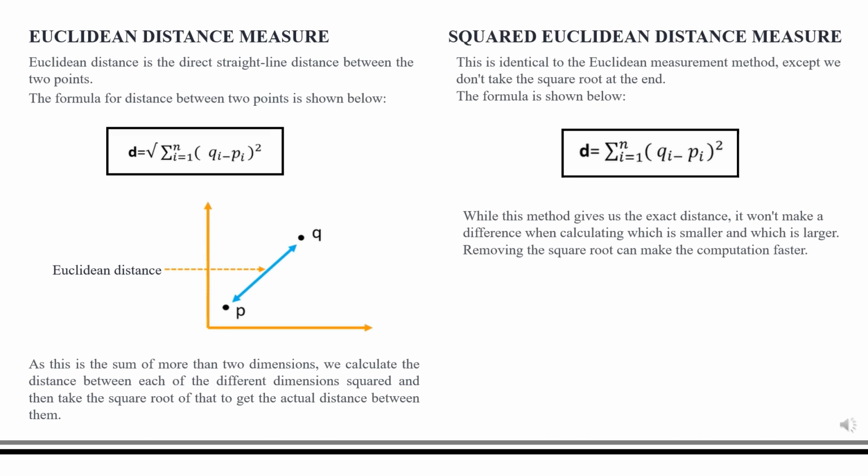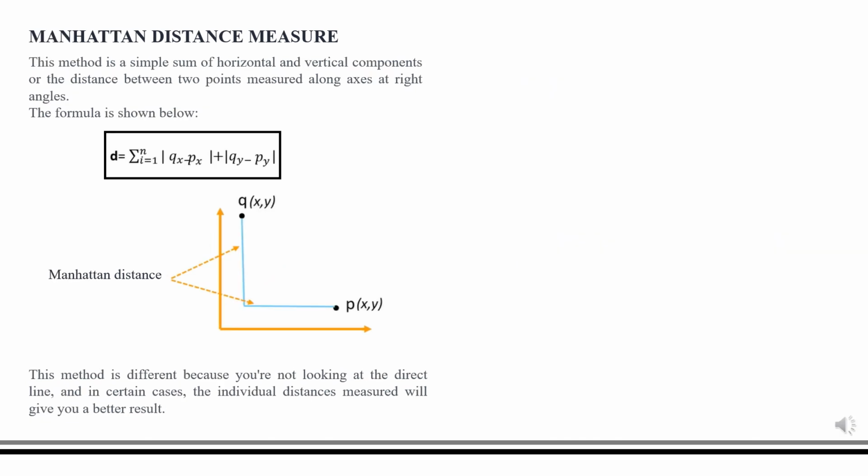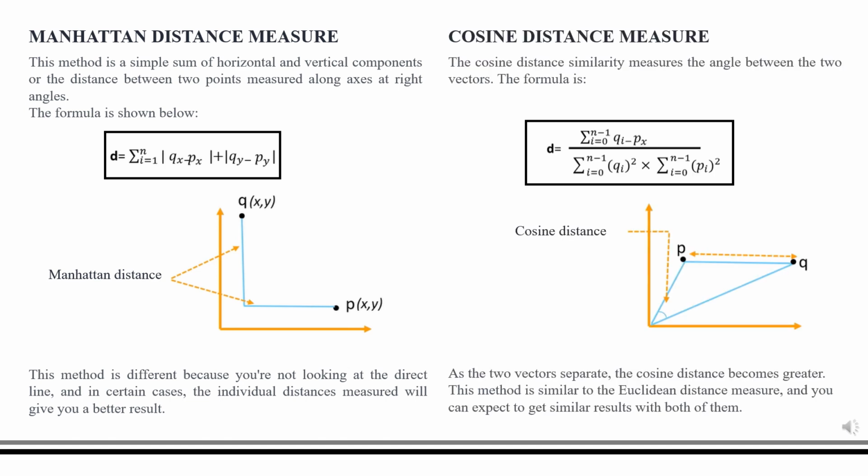Squared Euclidean distance measurement. This is identical to the Euclidean measurement method, except we don't take the square root at the end. Depending on whether the points are farther apart or closer together, the difference in distances can be computed faster by using squared Euclidean distance measurement. Manhattan distance measurement. This method is a simple sum of horizontal and vertical components, or the distance between 2 points measured along axes at right angles.